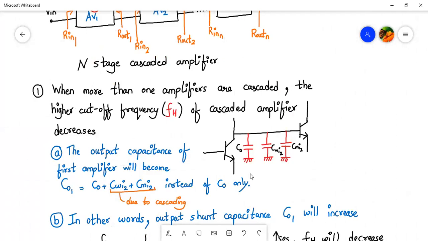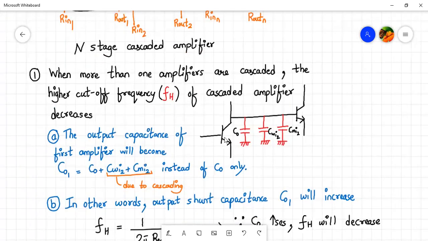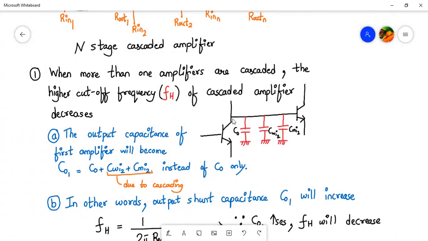If you see carefully over here, let's say this is my input stage and this is my output stage. Let's say we have used a BJT amplifier for that, and we have not drawn the complete one, but we have shown the interaction between the output of the first stage and the input of the second stage. There are various parasitic capacitances and wiring capacitances associated. CO1, the output parasitic capacitance of the first stage, will become CO. If it was not cascaded, what would it have looked like? It would have looked like this.